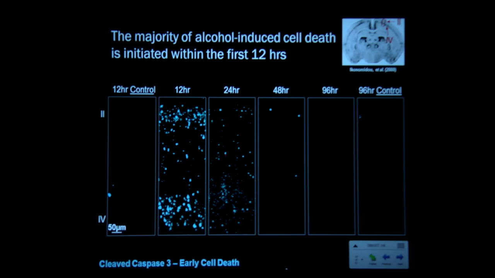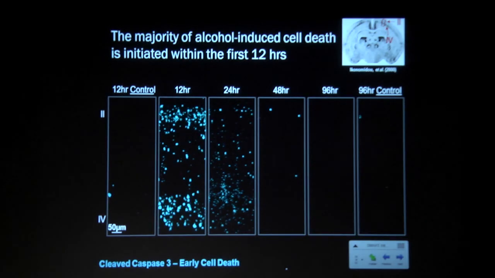As we move forward in time, you might see some of these little blue dots. That's mainly debris, but what we see little of is these larger cleaved caspase 3 positive structures. So what we have here is little cleaved caspase 3 positive cell death. What does this tell us? Well, as I said, cleaved caspase 3 is an early marker of cell death. So this tells us that alcohol is still inducing cell death at 12 hours after the mouse has been injected. However, it's causing little cell death at 24 hours, and it's no longer causing cell death after that.